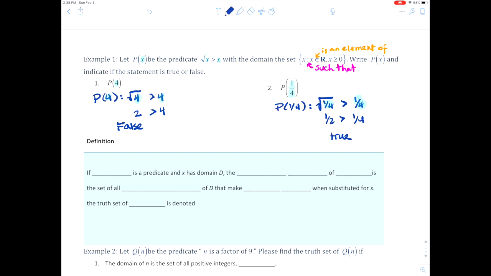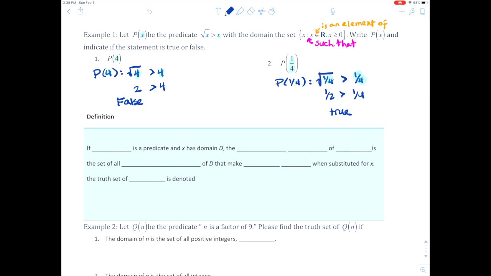All right, good so far? Cool, cool. Let's go on to our next definition. If p of x is a predicate and x has domain D, the truth set of p of x is the set of all elements of D that make p of x true. So we're not ascertaining whether some predicate is true for specific values. We're finding the values for which it is true. And this would be called the truth set. All right. So the truth set of p of x is denoted.